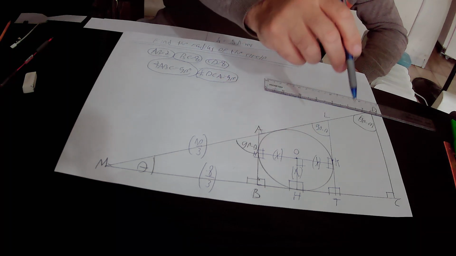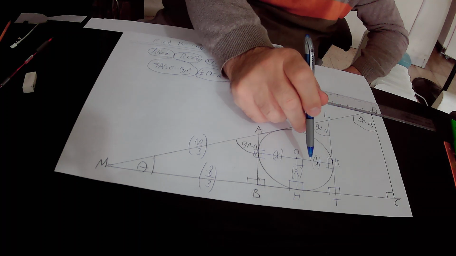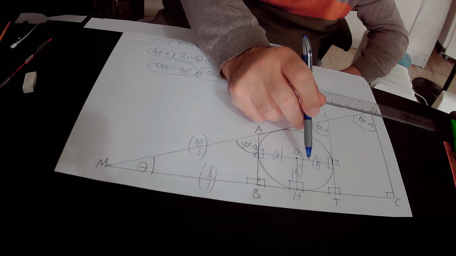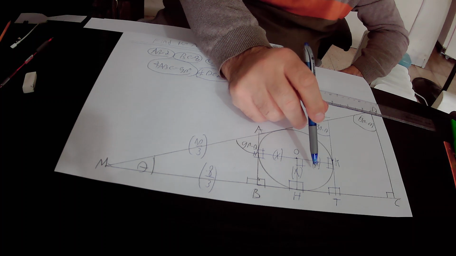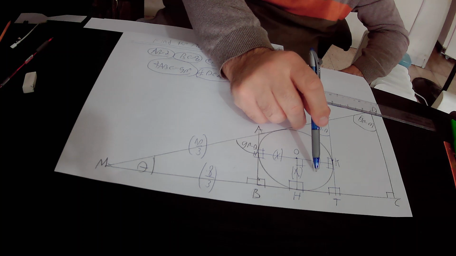So actually, in this small quadrilateral OKHT, we have four right angles. And therefore, we can relate to this quadrilateral as a rectangle. It must be at least a rectangle, if not a square, because it has four right angles.